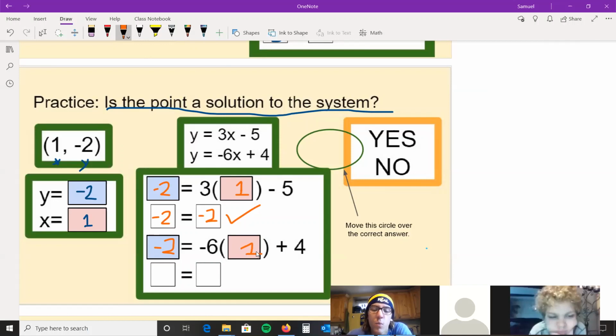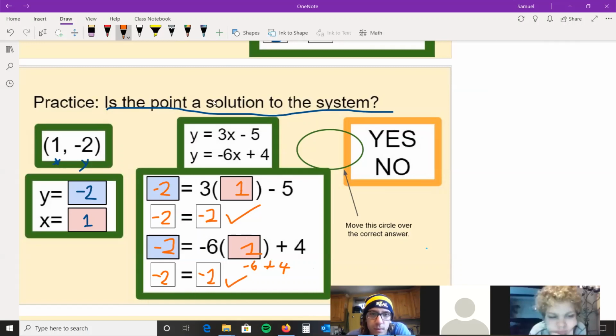-6 times 1 is just going to be -6, right? -6 plus 4 is going to get me to -2. Right? You start at -6, go 4 to the right, you're at -2. So this one also gets to -2 equals -2. Once again, of course, that's a true statement. Anything is equal to itself.